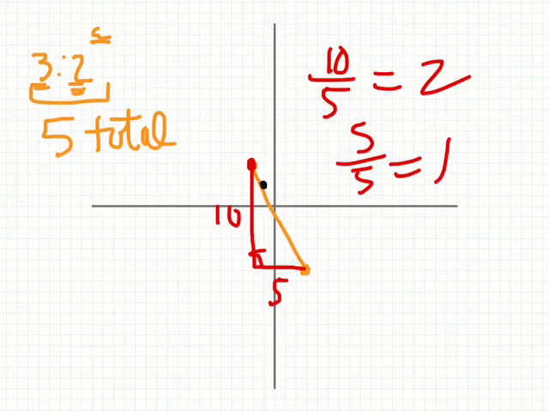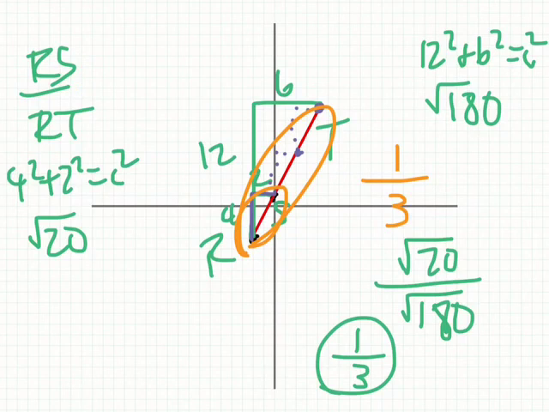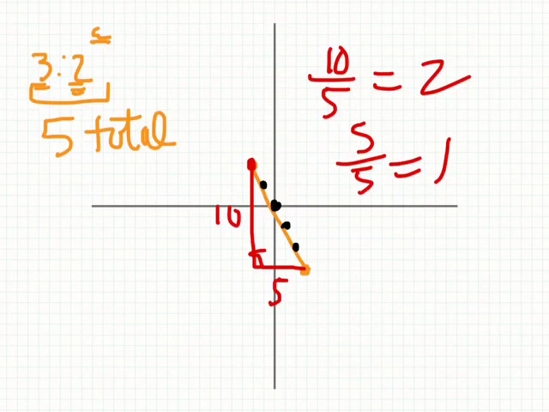Let me see if I can carefully plot this. Down 2, right 1, down 2, right 1. Okay. Accidentally hit back. Okay. 1, 2, 3, 4, 5 segments. All right, and they're all of equal length.